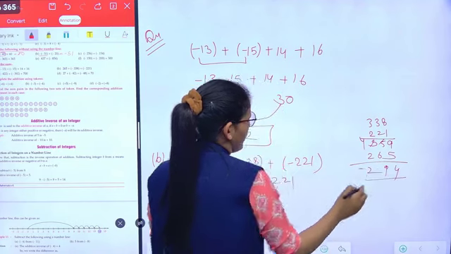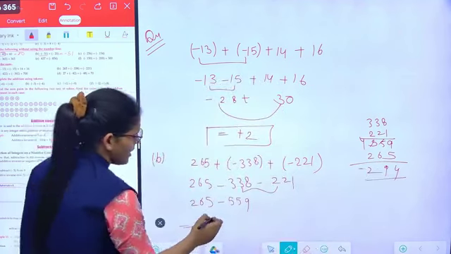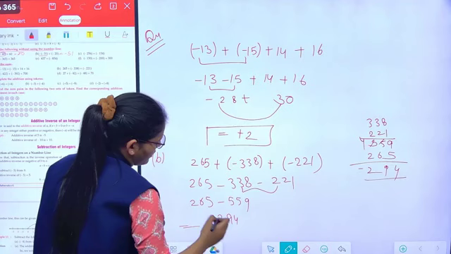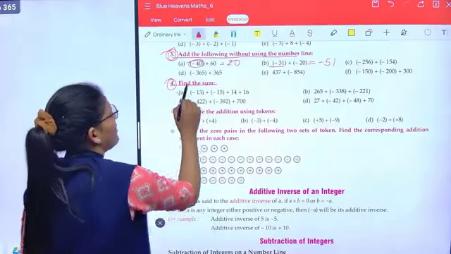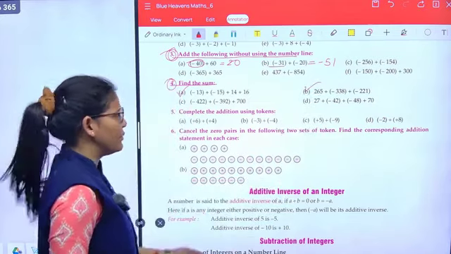That is 2. Now class, minus 294 is our answer. Understand? B part is done. Rest of the parts do yourself.